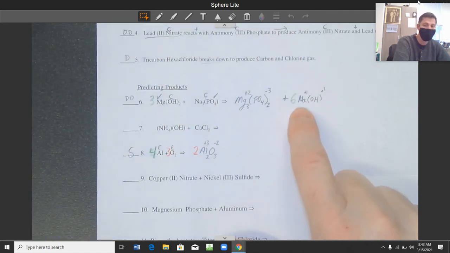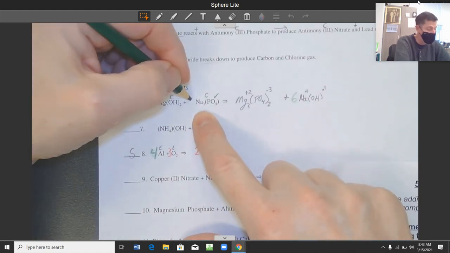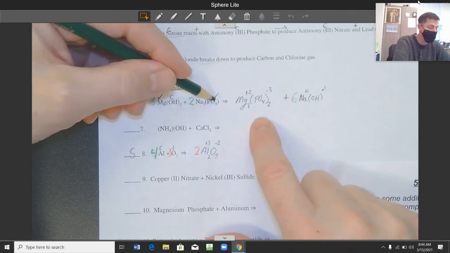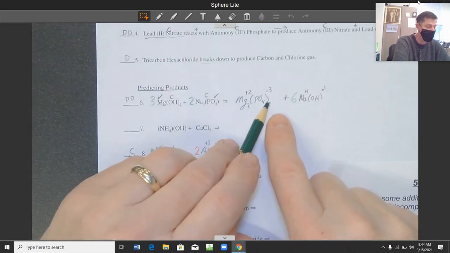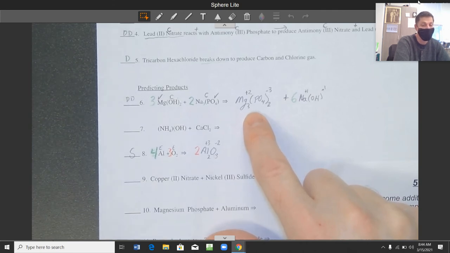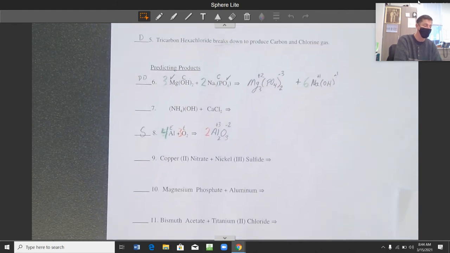That means we have 6 NaOHs go out. Yes, Henry. That means we have to have 6 going in. So we'll put a 2 there. So now we've got 2 PO4s, 2 PO4s, 3 Mgs, 3 Mgs. Okay, excellent. So notice we predicted products, then we balanced the equation.